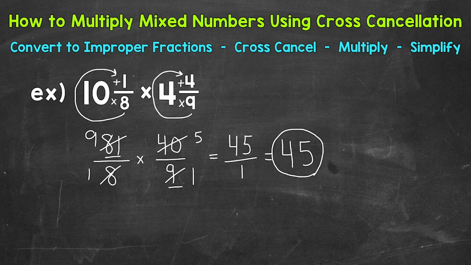Now, can we use cross cancellation for every single multiplication problem that involves fractions? No, we have to have common factors other than 1 between our numerators and denominators. If the only common factor we have is 1 between our numerators and denominators, we can't use cross cancellation. So something to keep in mind.